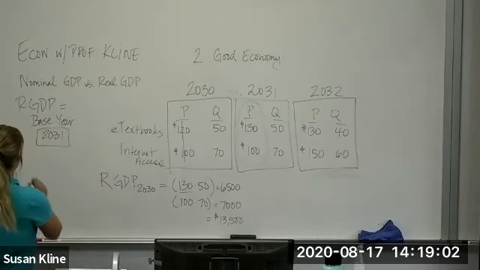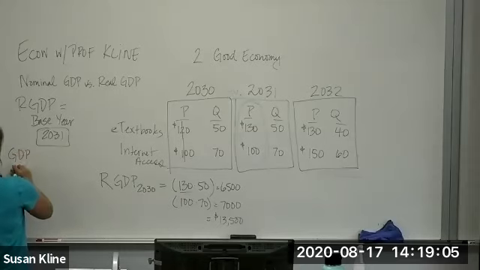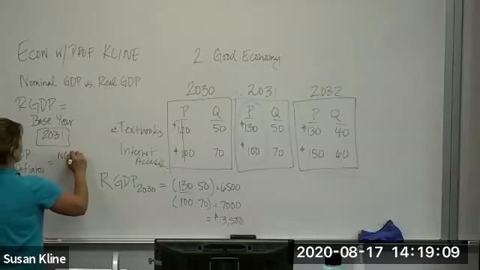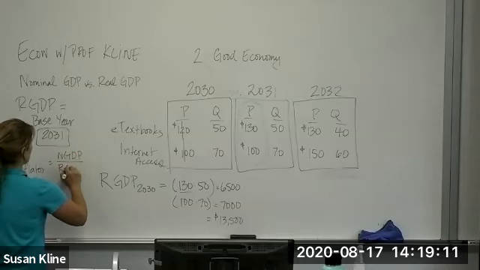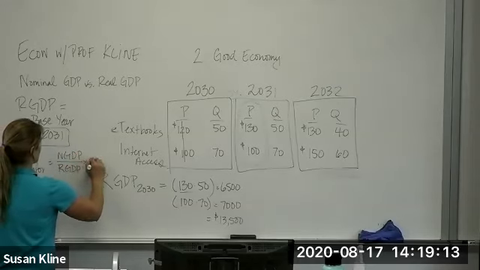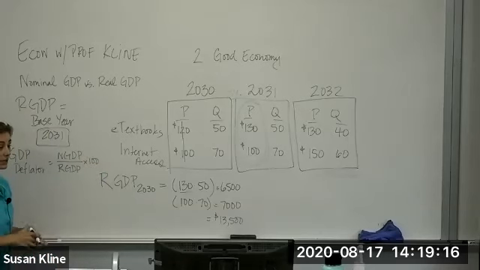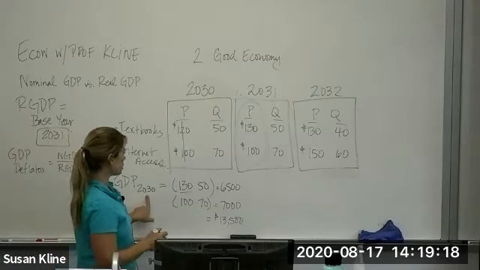So this is where the GDP deflator comes in. We'll come back to that in just a moment, but you do nominal GDP over real GDP times 100. So we'll come back to what that's telling us in just a moment. So that was real GDP for 2030.